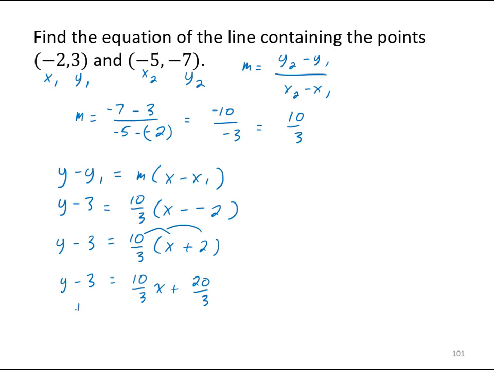Finally, we will add 3 to both sides. This becomes y equals 10 thirds x, and let's see, 3 is 9 thirds, plus 29 over 3. So y equals 10 thirds x plus 29 over 3.